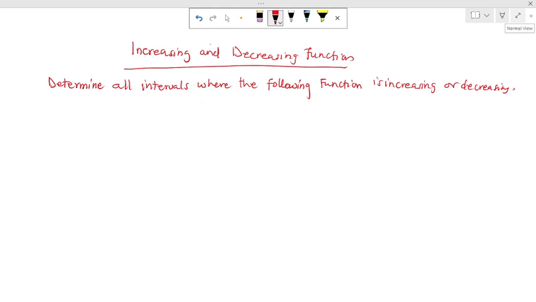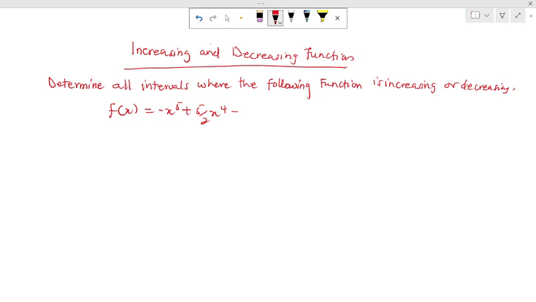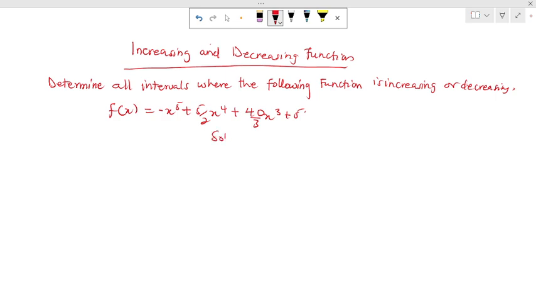So in this tutorial, our focus is on how to find the intervals of a function where it is increasing or decreasing. I have a problem here to guide us. Determine all intervals where the following function is increasing or decreasing. The function f of x is given as negative x to the power 5 plus 5 over 2 x to the power 4 plus 40 over 3 x to the power 3 plus 5. So let's see how we solve this problem.